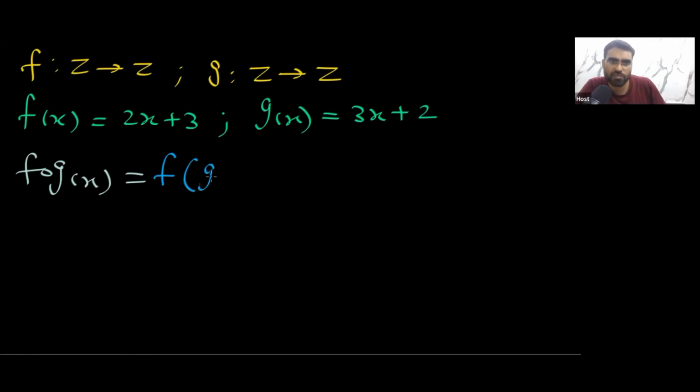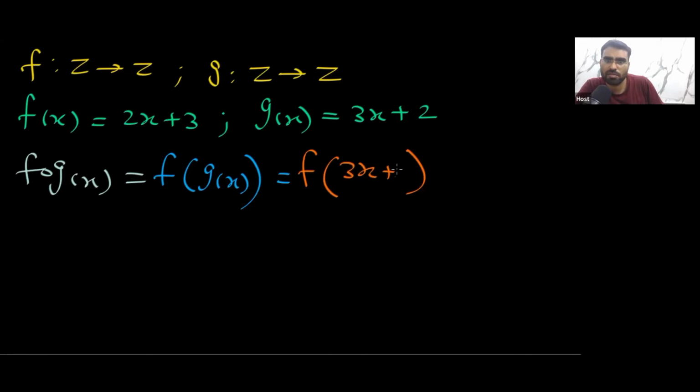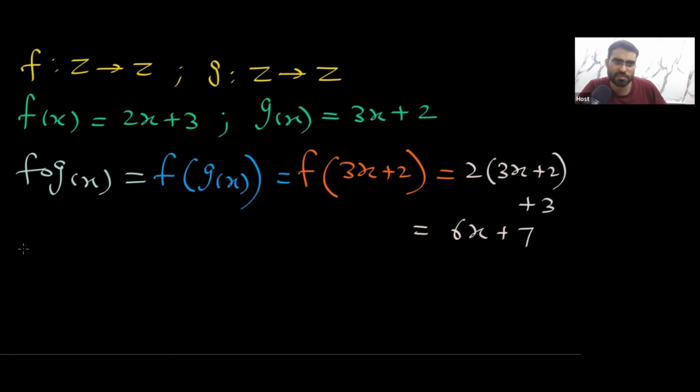You know that fog x will be f of gx. Now, what is gx? Gx is 3x plus 2. What is f of 3x plus 2? Here, instead of x, you put 3x plus 2. So it will be 3x plus 2 plus 3, so that is going to be 6x plus 7.